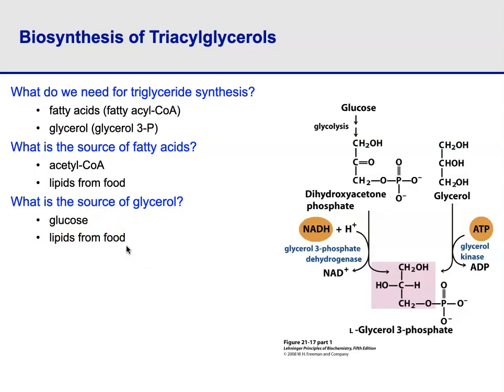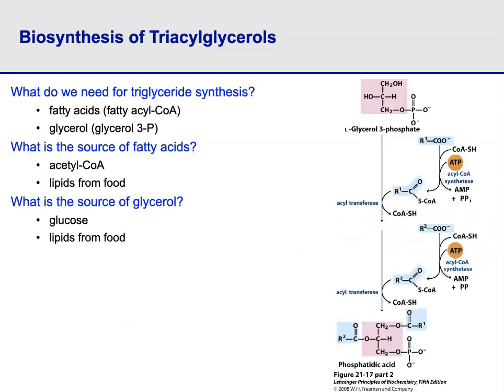Triglycerides have a glycerol backbone. From glucose, you can see shown here, when we reach dihydroxyacetone phosphate in the glycolysis pathway, glycerol phosphate dehydrogenase can reduce dihydroxyacetone phosphate to glycerol phosphate. Also from food, the reduced glycerol from triglyceride or lipid degradation can be phosphorylated by glycerol kinase with the help of ATP to form glycerol phosphate.